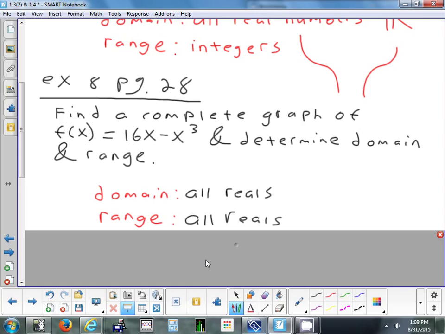In fact, this is the same pattern with any odd polynomial. Any odd degree polynomial, this is always the domain, that's always the range. So you could change this exponent to a 5, a 7. You could throw some other stuff in there. As long as the degree of the polynomial is odd, that's always the answer.